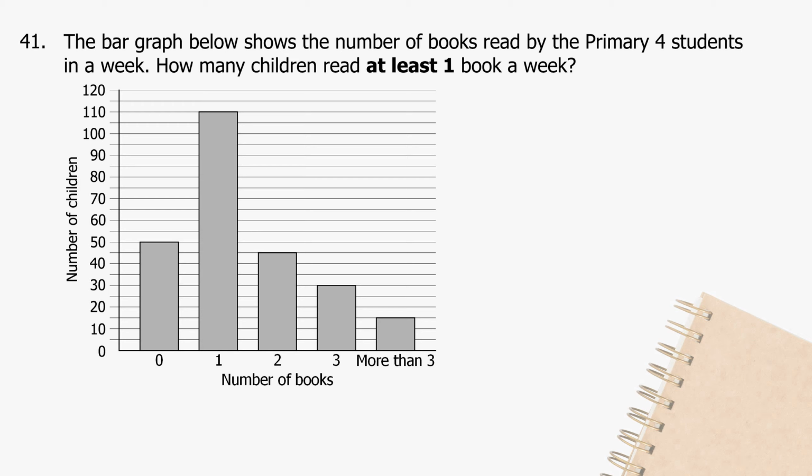Question 41. The bar graph below shows the number of books read by the primary 4 students in a week. How many children read at least 1 book a week?